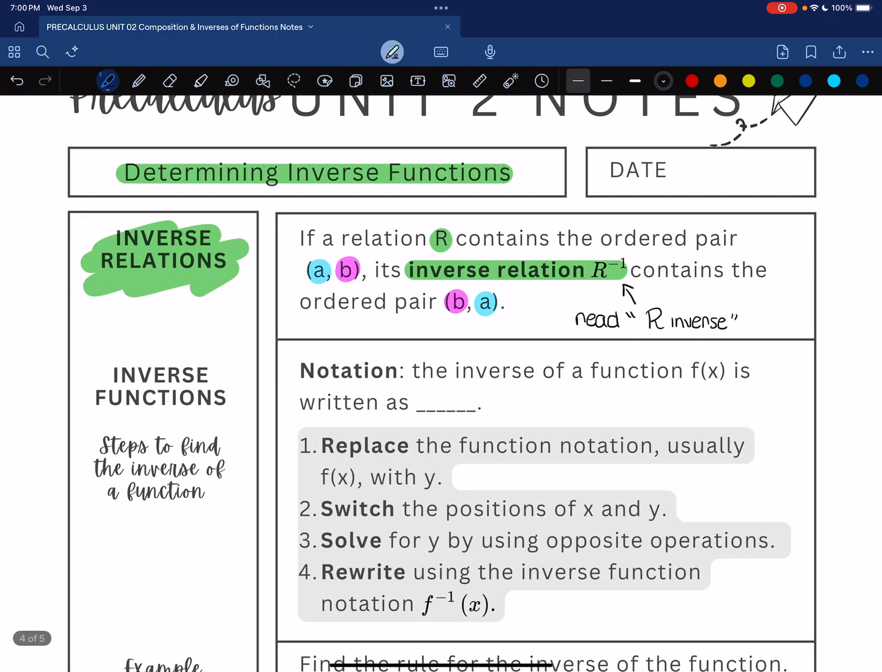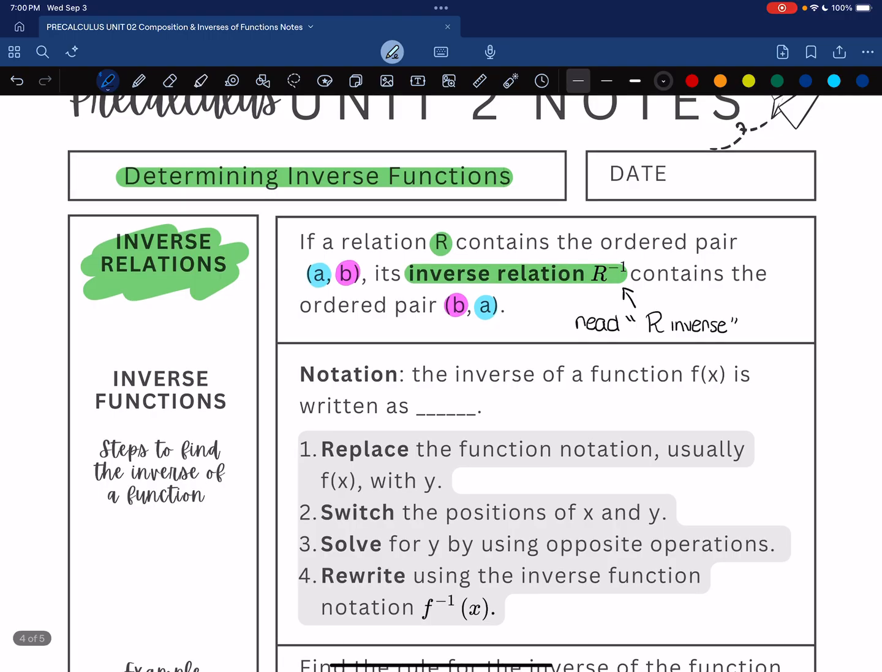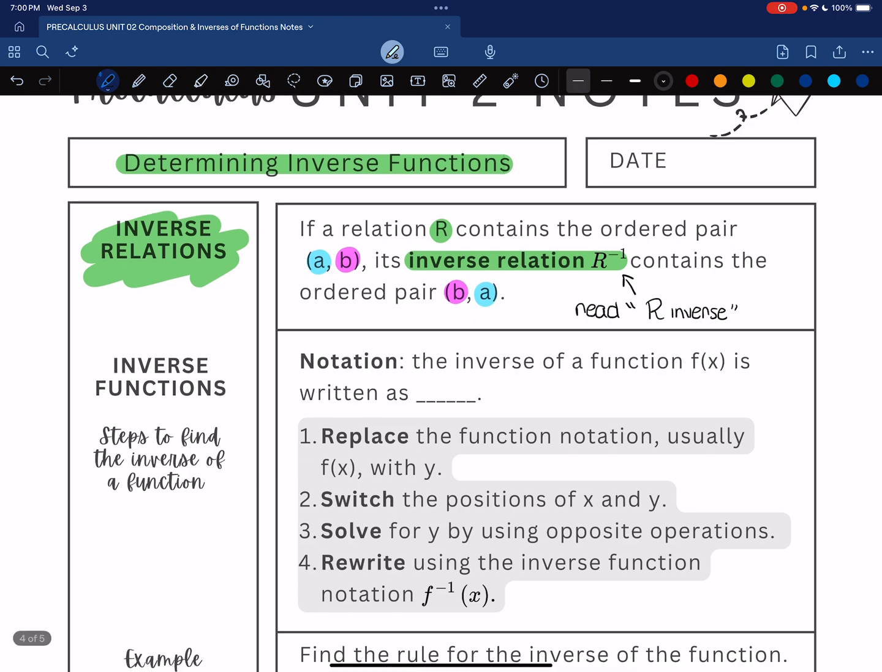So if we're looking at now more specifically at inverse functions, the inverse of a function f of x is written like this, f inverse of x. And it's just like you saw for the inverse relation up above. It's got the matching function or relation letter, but then you're going to be raising it to what looks like a -1 power, and that's just the way to denote an inverse.